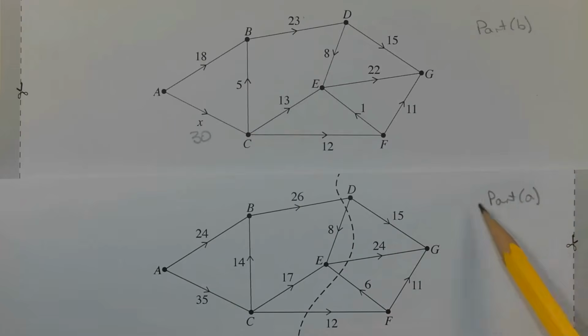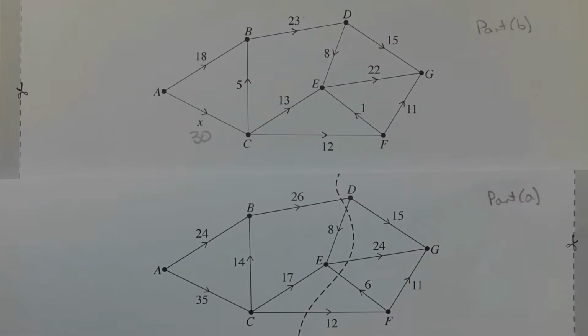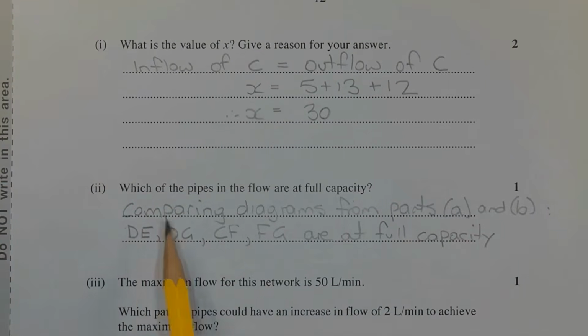So if we look at the diagram from Part A, which I've shown here for reference, pipe AB has a maximum capacity of 24 litres per minute. So clearly, pipe AB is not flowing at maximum capacity. Now there are 4 edges that are flowing at maximum capacity, where the flow through the pipe is equal to the rated capacity of that pipe as indicated in Part A. And they are edges DE, DG, CF and FG. And I've written that answer here. So comparing diagrams from Parts A and B, DE, DG, CF and FG are at full capacity.